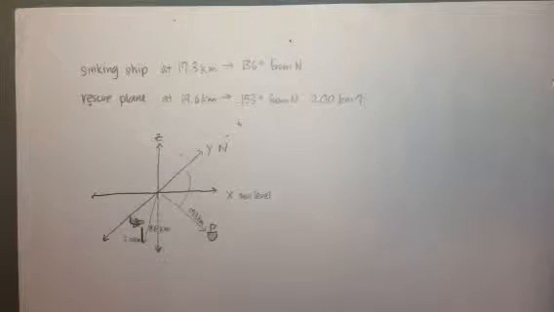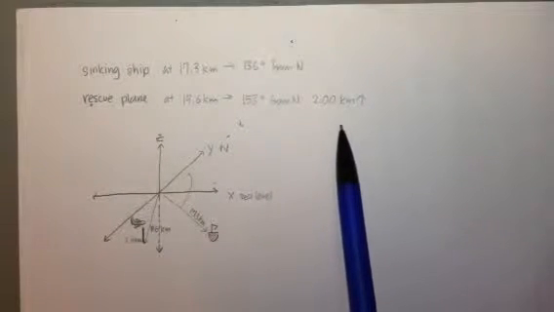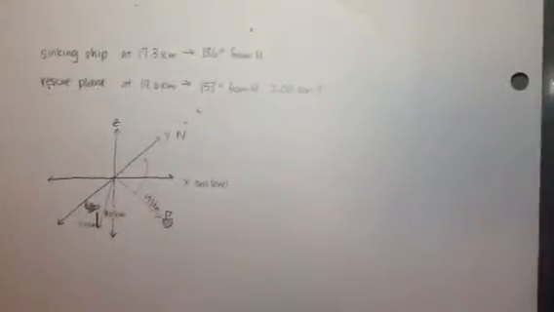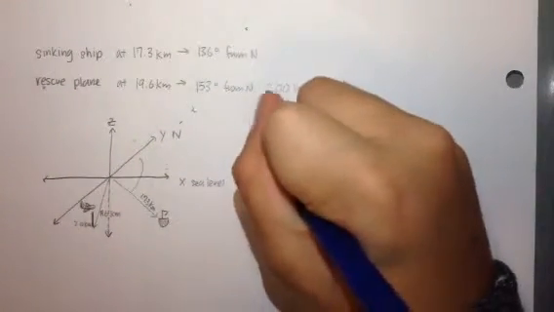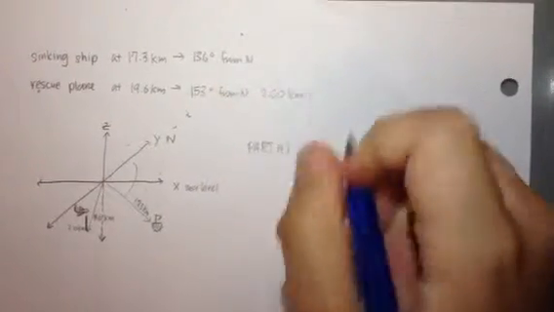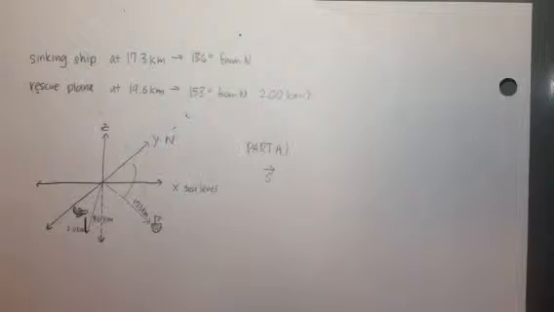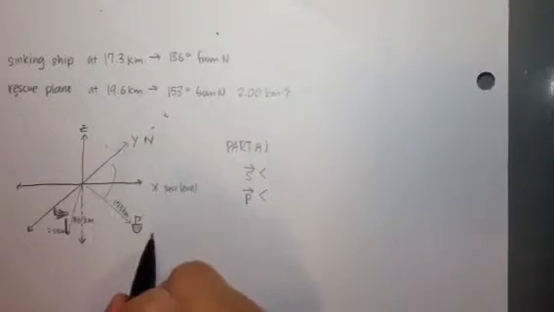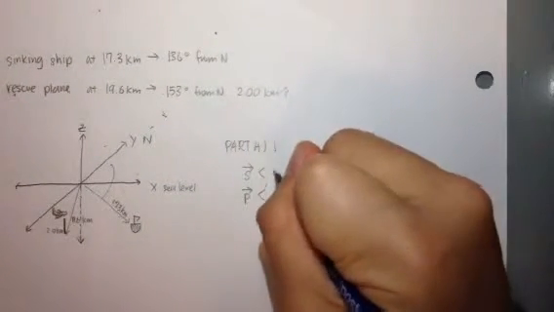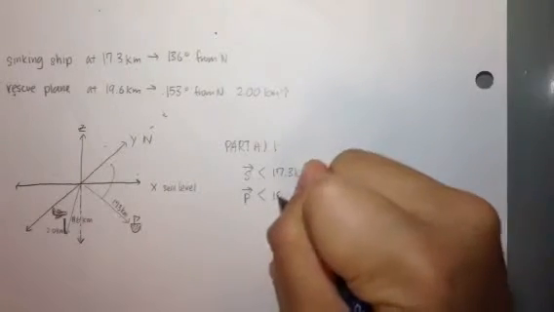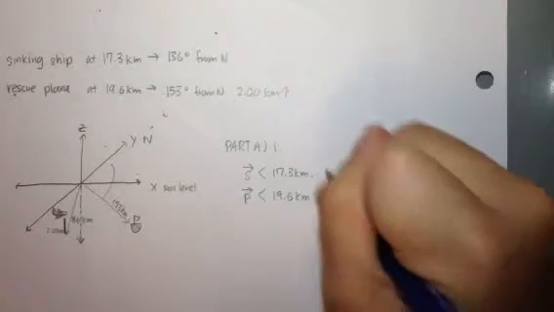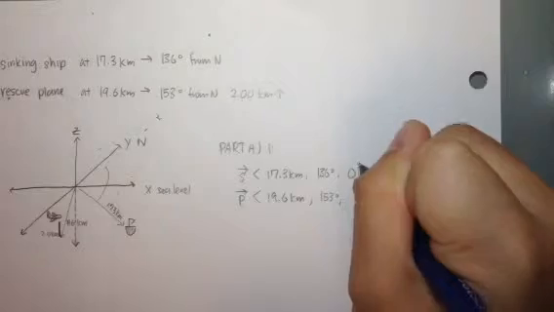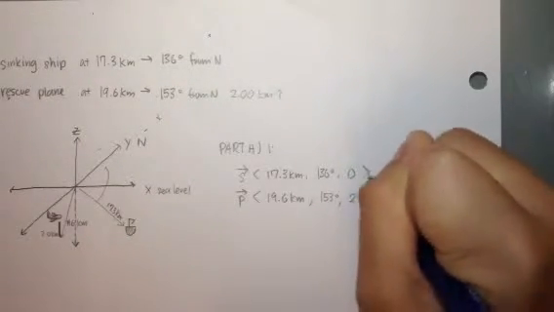Now that we drew a picture, we're going to change this from polar coordinates into Cartesian form so it's going to be easier to solve. That's what we're going to be using to solve part A. We're going to label the sinking ship vector S and the plane vector P. The magnitudes are 17.3 kilometers and 19.6 kilometers, the angles are 136 degrees and 153 degrees, and the heights are 0 kilometers up and 2 kilometers up.